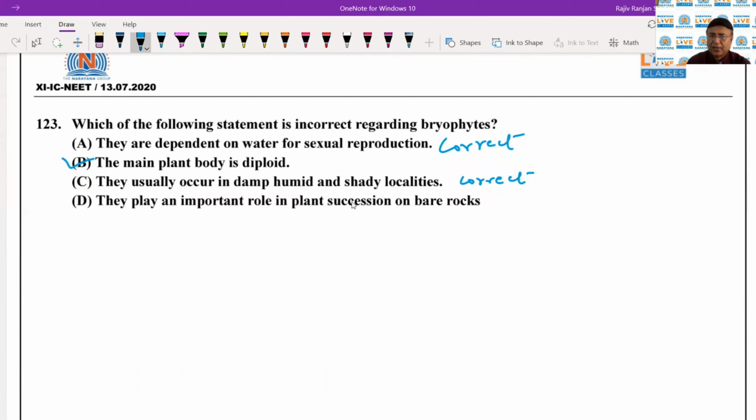They play an important role in plant succession on bare rocks. That is also correct. Plant succession means the succession of one group of plant community by another plant community on some virgin habitat, where no previous plant life is there. So in that case, the plant succession on bare rock is called xerosere.